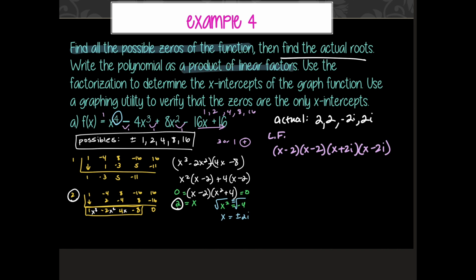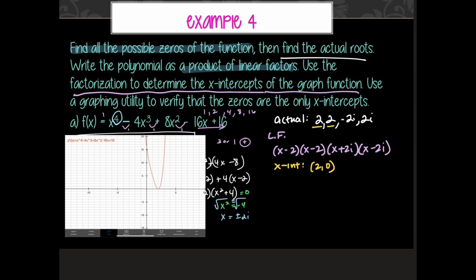Now comes use the factorization to determine the x-intercepts of the graph. So think about what you actually see on a graph. Do you see imaginary roots on a graph? The answer there is no. So my x-intercept should just be my normal real roots. So the only x-intercept I should actually see is 2, 0. Now we're going to put this into a graphing utility to test that out.